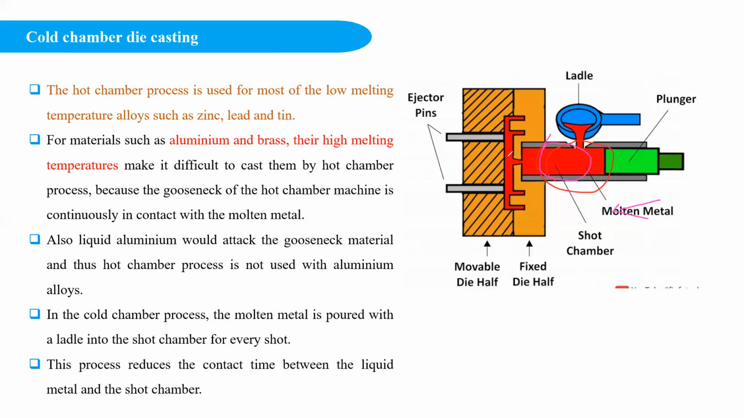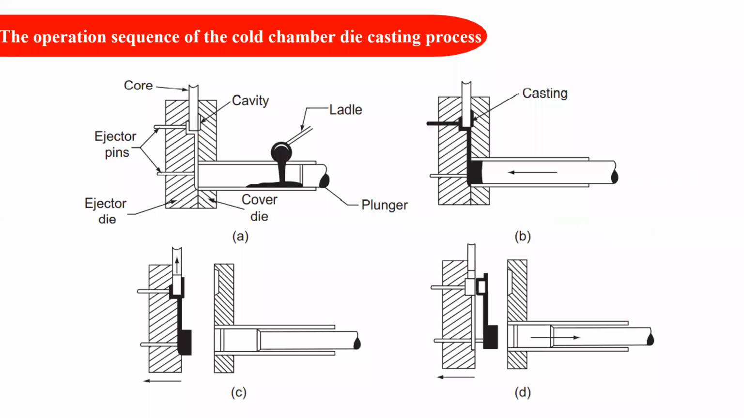Once the solidification is completed, the mobile die half will be retracted, and with the help of the ejector, the final component will be taken out. So this is the same process. The only difference is the type of material that is being cast.